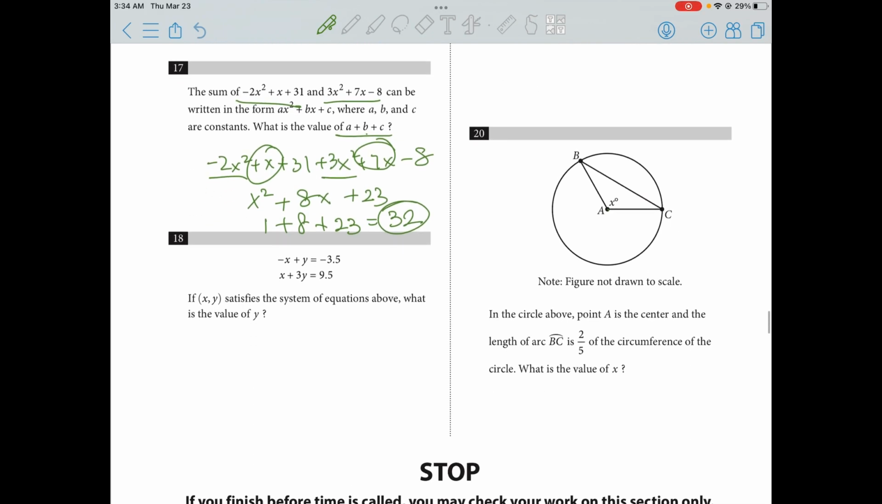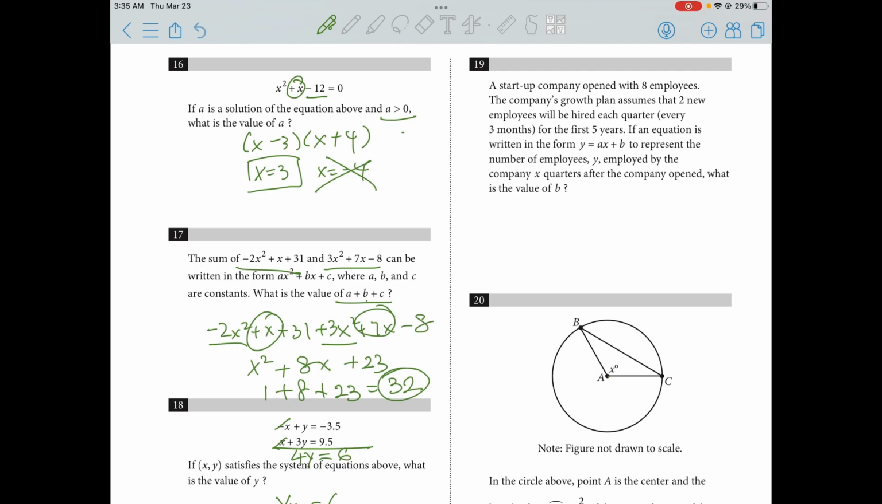Number 18. We could immediately cancel these two x's and we're left with 4y and 6. So divide 4 on both sides and reduce. We get 3 over 2 as our answer.